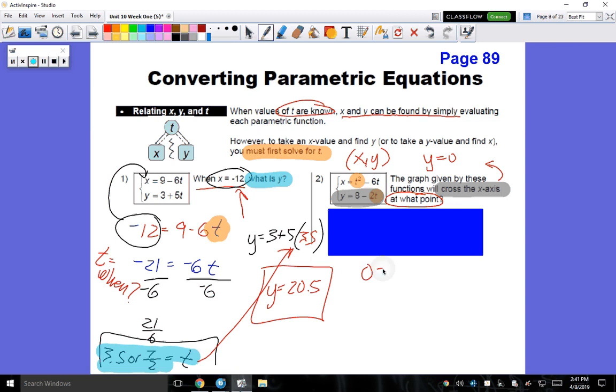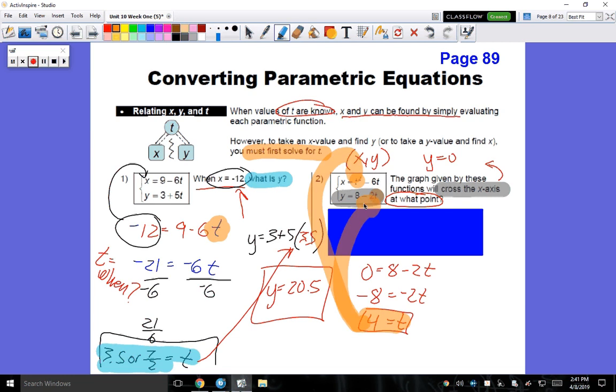So we have 0 is equal to 8 minus 2 times t. We subtract the 8. We divide by negative 2. And at time equal to 4, that's when y equals 0. Now that's not my answer. It's like my middle answer, if you will. Because now I'm going to put this parameter of time up here where I see t on both of those equations. And this will tell me what point this is going to be.